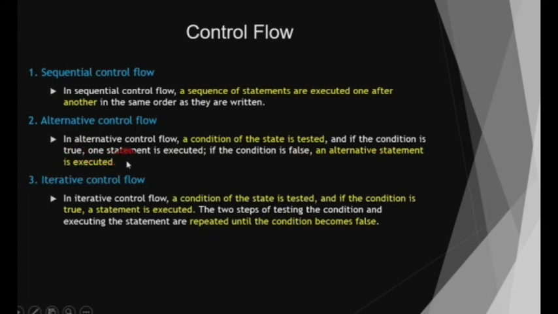Can you understand? In alternative control flow, the control checks the condition. If the condition is true, then some set of statements can be executed. When the condition is false, another set of statements can be executed. That is known as an alternative control flow.